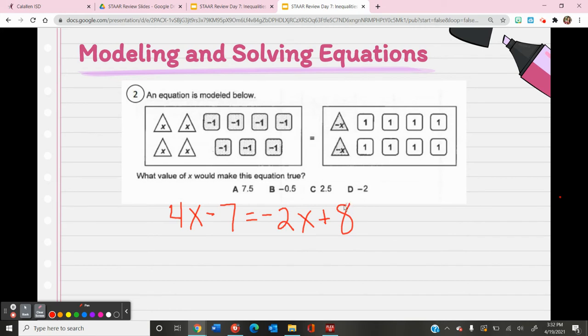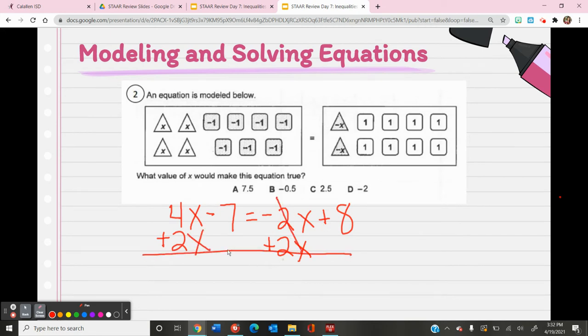So my first step, since I have x values on both sides, is to see which x value is smaller. So I have 4x and I have a negative 2x. I want to choose the smaller x and combine it with my larger x. Since I have a negative 2x here, to cancel this out, I'm going to add 2x to both sides.